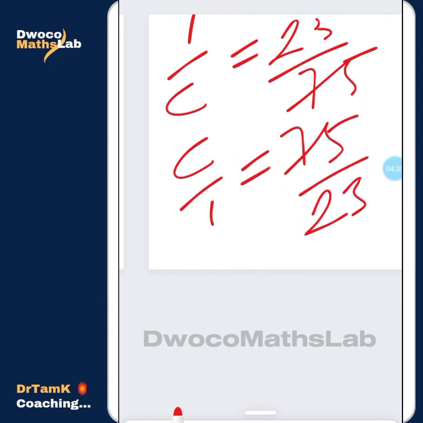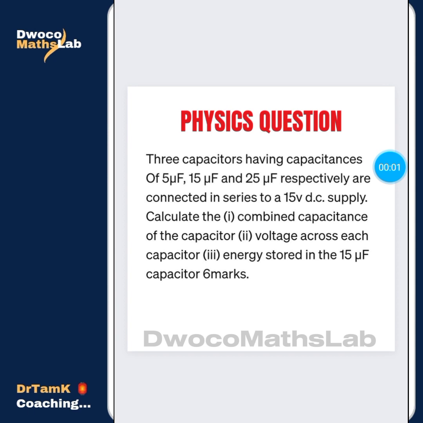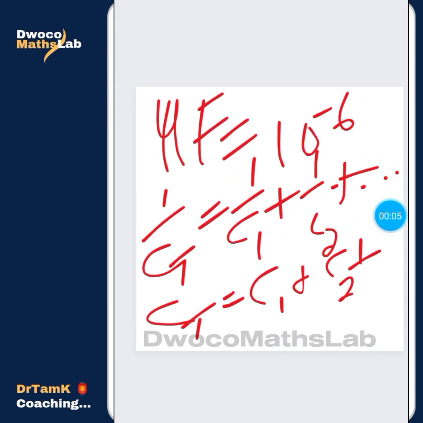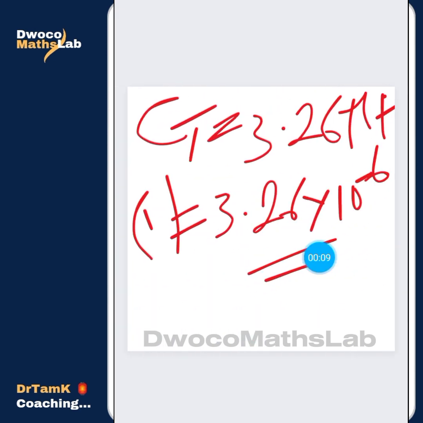So in series, for Roman figure 2, this is actually Roman figure 1 answer. All right, guys, we're able to solve the first part of the question, where we got 3.26 times 10 to the power minus 6 farad.